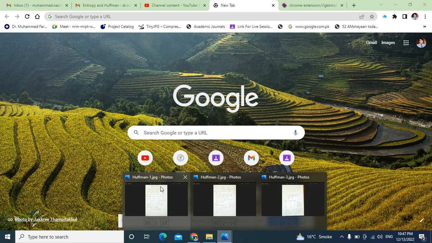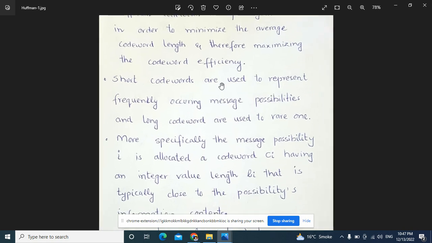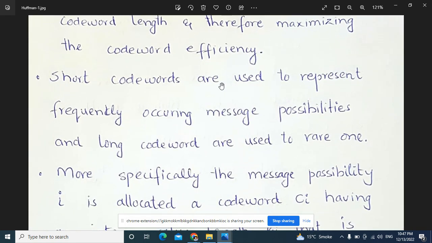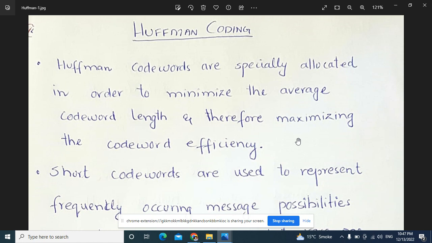In this session, we will discuss the source coding first principle. This is a very important and useful principle to apply for source coding. I will try my best to describe this session very well so that you can understand what the Huffman code is and how you can implement this Huffman code in practical applications.